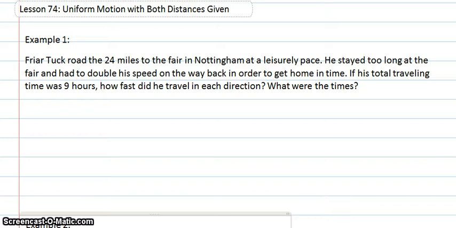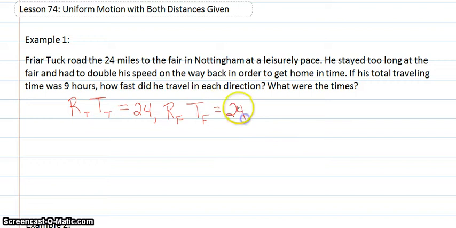So, we have his rate to the fair, and that would be multiplied times his time to the fair. That equals 24 miles. Okay, and then we have his rate from the fair times his time from the fair, which would also be 24 miles because he's just headed back.